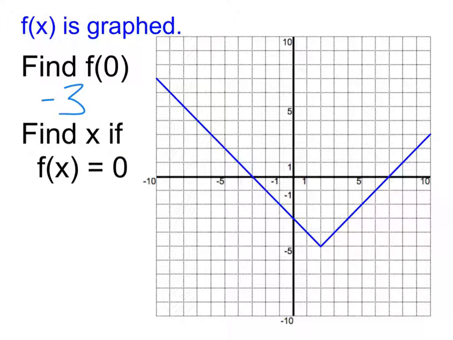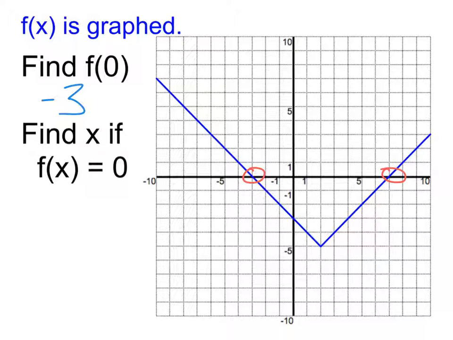Okay, how about for the next one then? We're looking for x if f of x equals 0. Now remember f of x, that's like y, so it's the same thing as saying y equals 0. So I'm looking here at where our points have a height of 0. Notice I just hit the graph twice. It happened both here, and it happened here where our y-coordinate was 0.